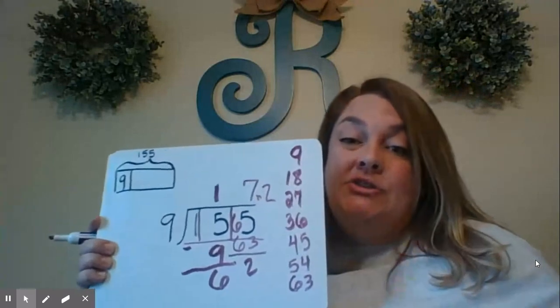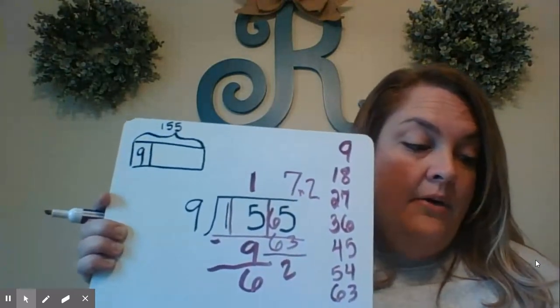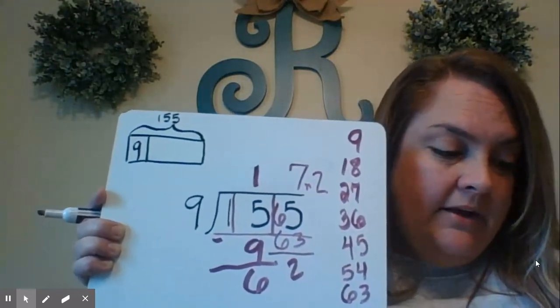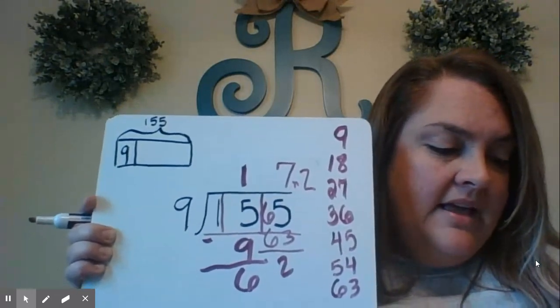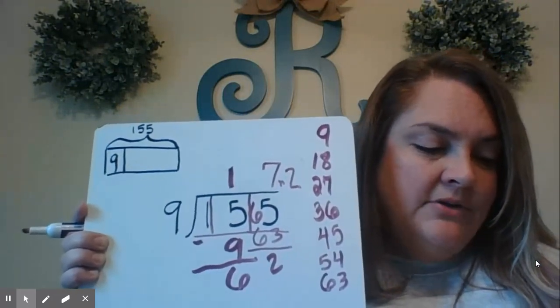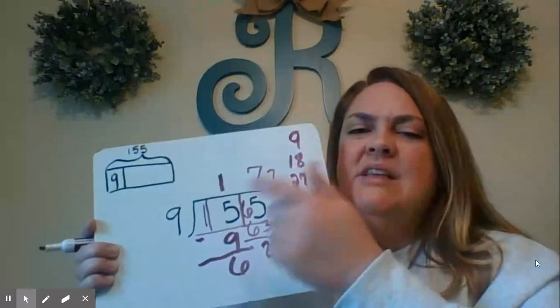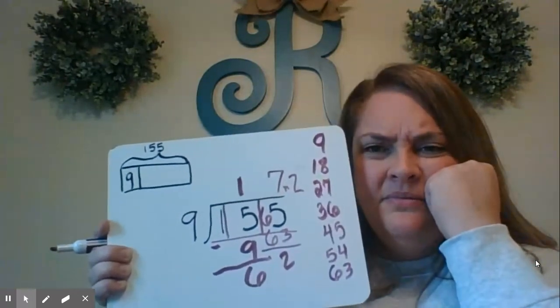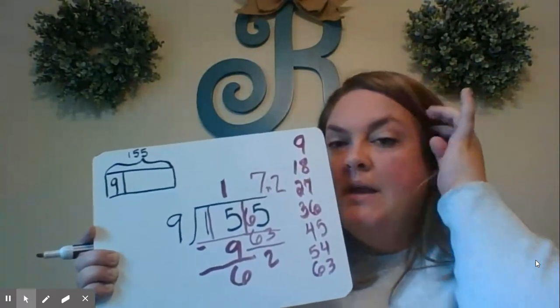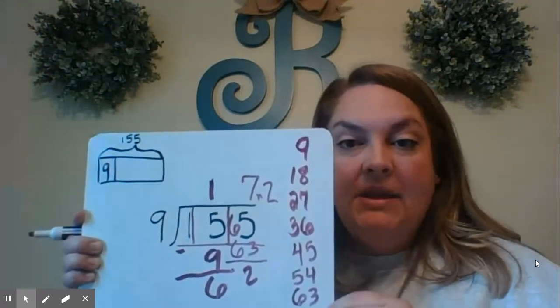So our question was how many nets Mr. Bennett could make, right? How many nets can he make if each court requires 9 meters of netting? So think about, would we say 17 remainder 2? Does he need to know that remainder right now, or does he just want to know how many nets we can make?